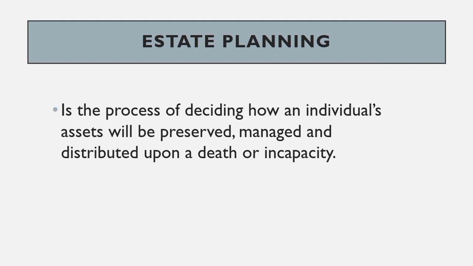Estate planning. It is the process of deciding how an individual's assets will be preserved, managed, and distributed upon death or incapacity. This will make things easier for you and your beneficiaries when the time comes to pass on your valued possessions. It includes evaluating your property and possessions, creating a will or trust, and designating beneficiaries. So those are the five components of a financial plan.